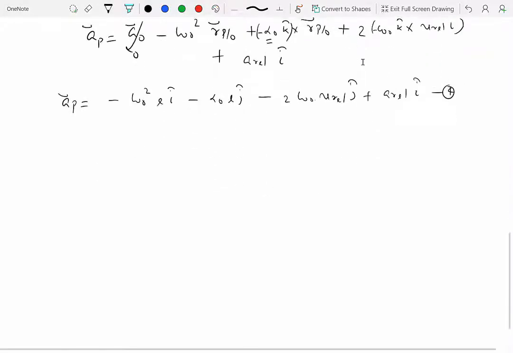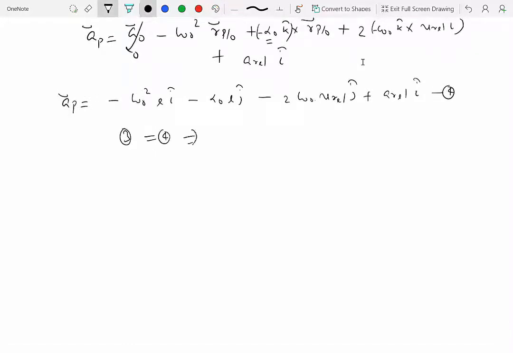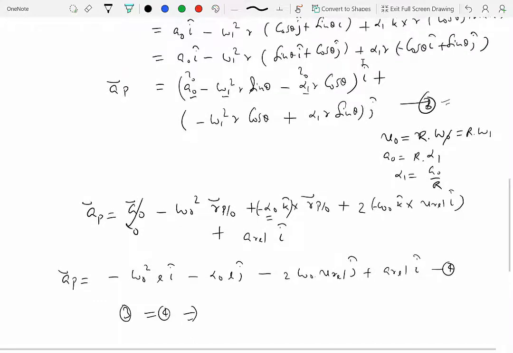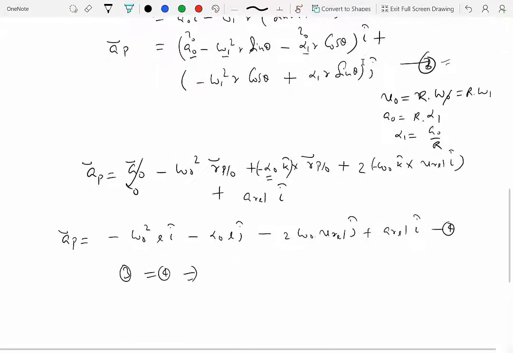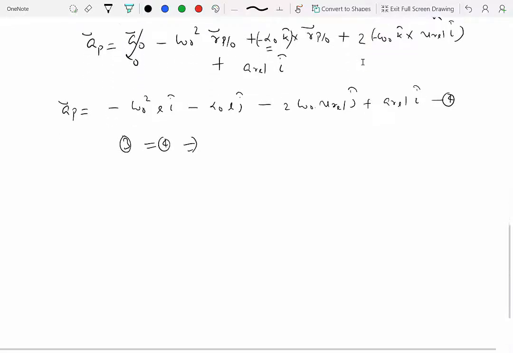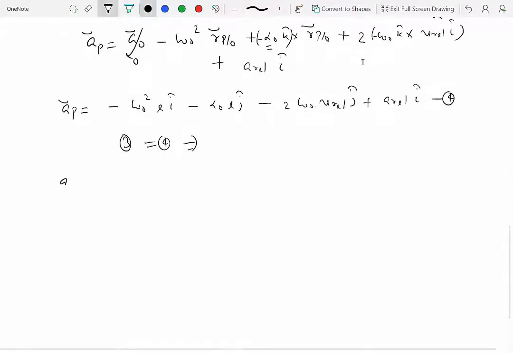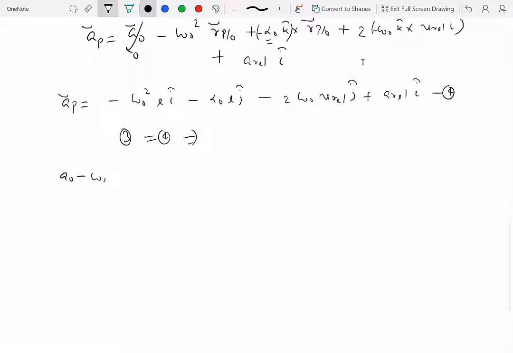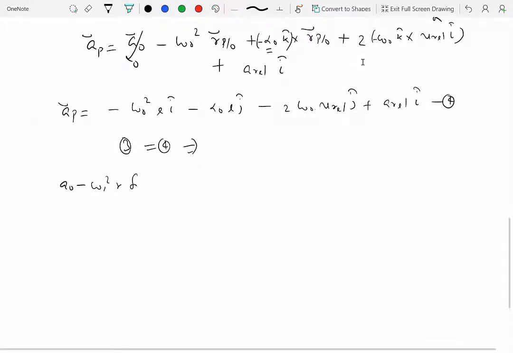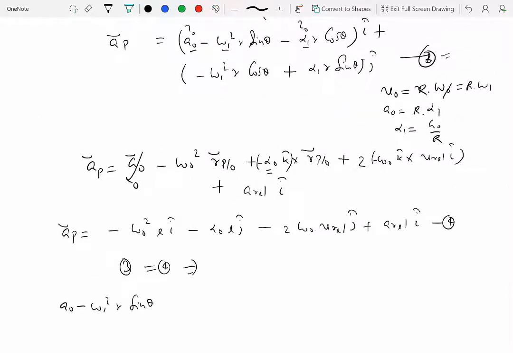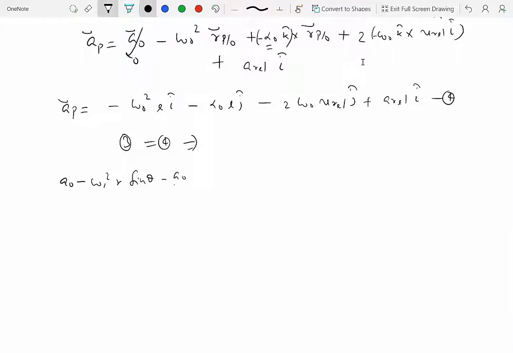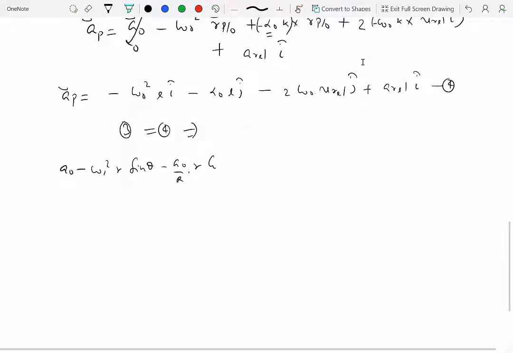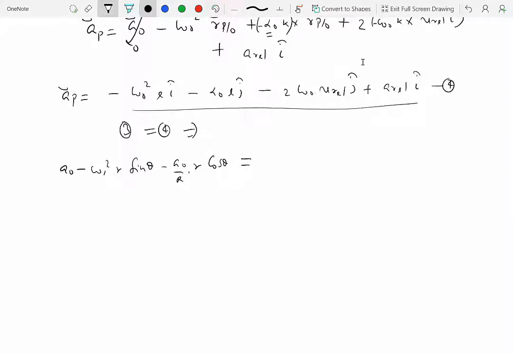Okay, so now we have equations 3 and 4. Let's equate 3 and 4. So what do we get? 3 is this long expression over here, and 4 is this. So let's do that. A0 minus omega 1 squared r sine theta minus, and I'm going to write alpha 1 as A0 over r, times r cosine theta, and that's the i hat term. That should be equal to the i hat term of equation number 4, which is minus omega 0 squared L plus A relative. Let's call this equation 5.